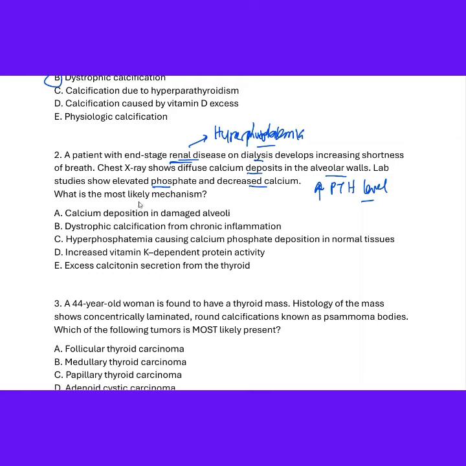So which of the following is the most likely mechanism in this patient? So this is going to be a form of what? Metastatic calcification. So the best answer there will be C. So hyperphosphatemia causing calcium phosphate deposition in normal tissue.